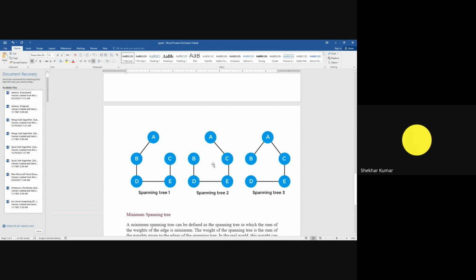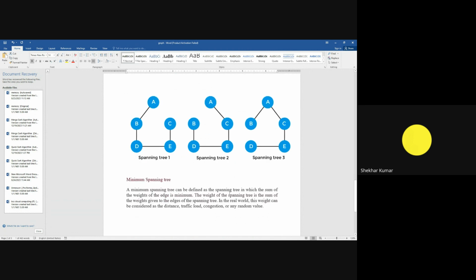If there is a connection between A and C, then that will be a cycle. If A and B, that will also be a cycle. If B and D, that will also be a cycle. If there is a cycle in the graph, that tree or graph cannot be called a spanning tree.